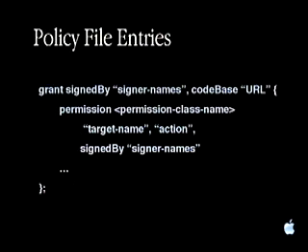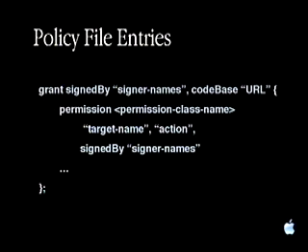So here's what a policy file entry looks like. What you'll see is we have the grant, the signed by, and a code base. The signer name, as you see, is signed by signer name, in both the grant and the particular permission. The signer names are aliases that come out of your key store. So if you import some certificates and you want to associate those certificates with particular permissions, that's how you make the linkage.